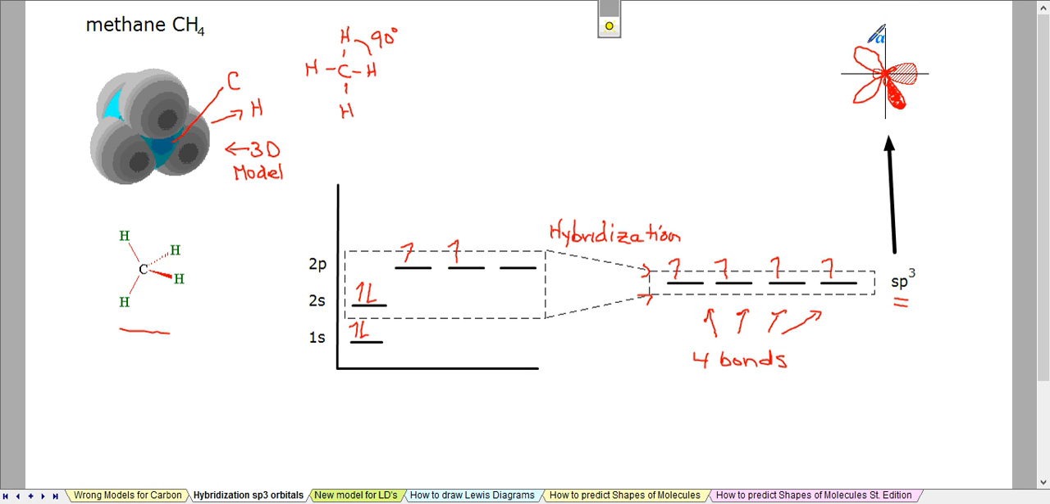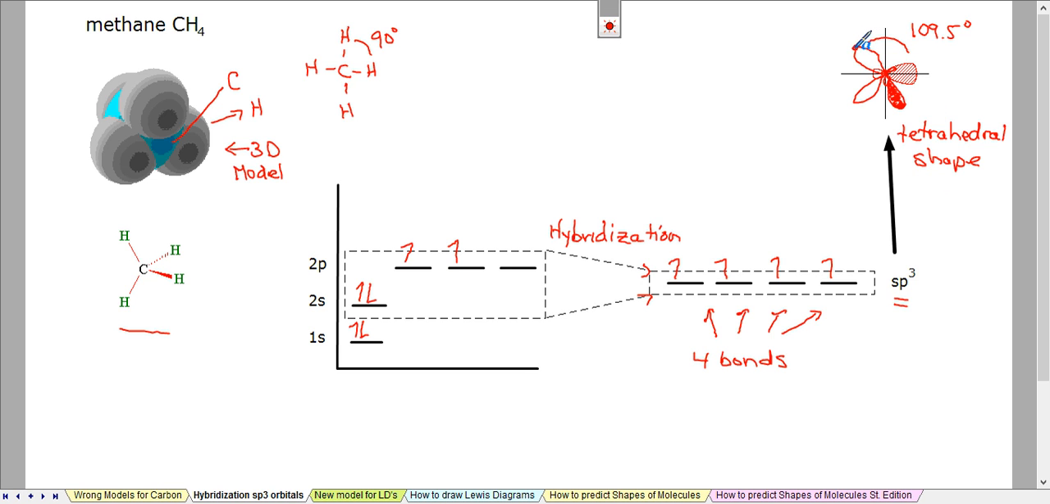It turns out that the bond angles between these are all 109.5 degrees. This is one of the things that you'll have to memorize: when we have sp3 hybridization, we get these bond angles at 109.5. The shape that this takes on is called a tetrahedral shape or configuration of these orbitals.